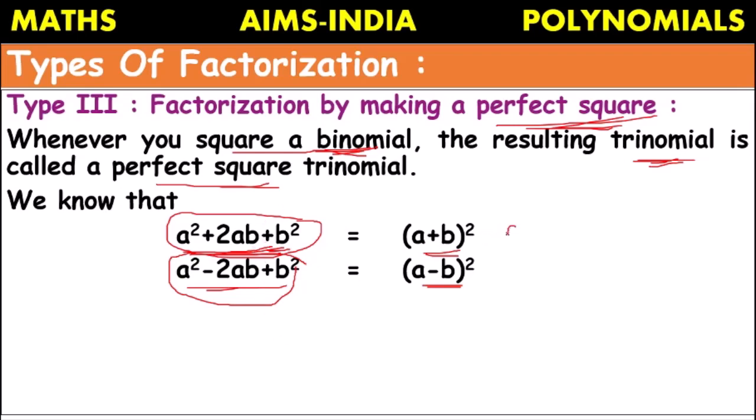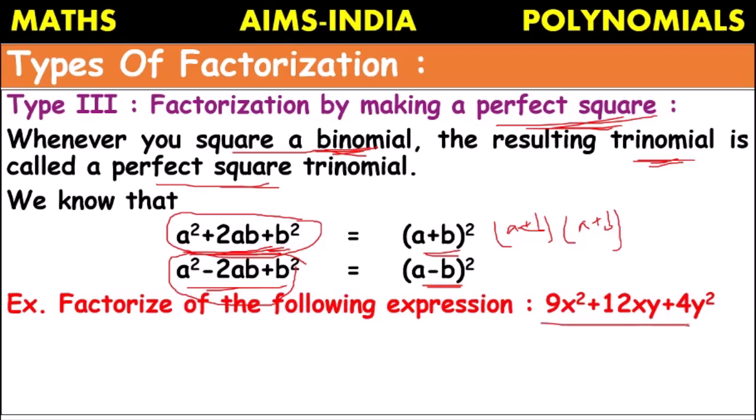So in this condition, what happens? (a plus b) whole square, we can write it as (a plus b) into (a plus b). So here a plus b and a plus b, these two will be the factors of this trinomial. So like that, by writing it as a perfect square also, we can find the factors.